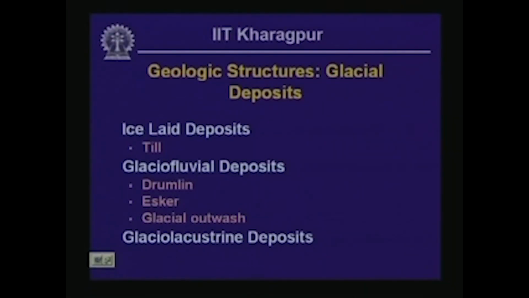Now, these things typically are elongated in the direction of the ice flow, with their slope in the up ice direction generally gentler compared to the generally steeper slope in the down ice direction. There could be glacial outwash deposits that are comprised of basically sand and gravel, or there could be glaciolacustrine deposits that are fine grained deposits underneath glacial lakes.